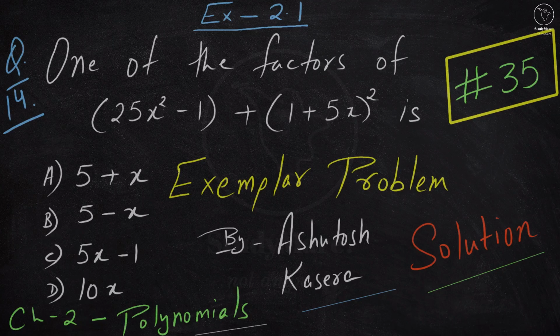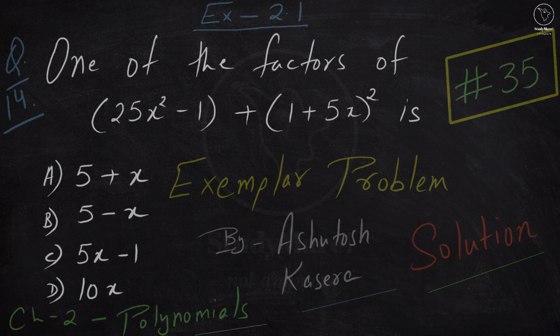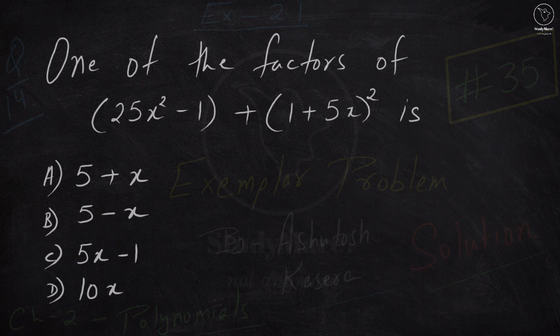One of the factors of (25x² − 1) + (1 + 5x)² is... we have four options. Option A is 5 plus x, option B is 5 minus x, option C is 5x minus 1, and option D is 10x. We have to find the solution and then see which option is correct. What is the way forward?